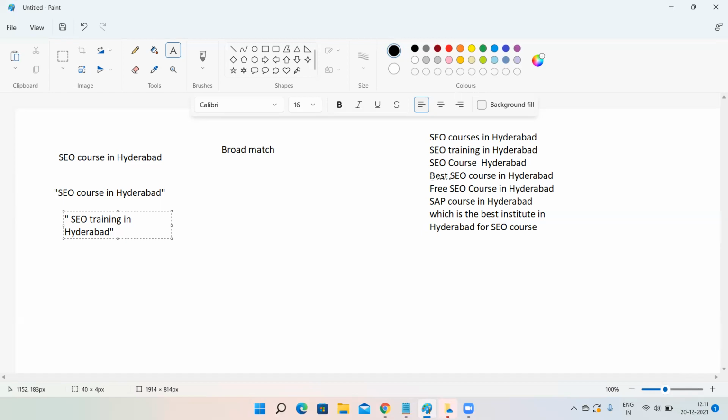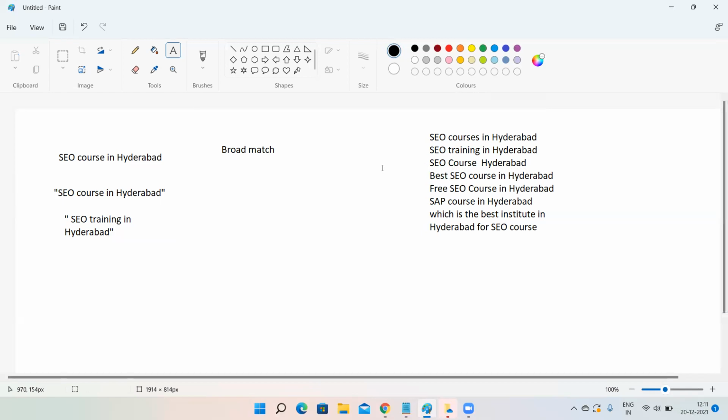But what they did is they have added something before my pattern. So in phrase match, the user can add anything before or anything after the keyword, but he should not disturb your pattern. That is only called phrase match. You can add anything before your pattern or anything after your pattern, but do not disturb the pattern. Your pattern should be exactly same. Now, SEO course in Hyderabad, still if somebody searches for best SEO course in Hyderabad, my advertisement will appear. So that is a good thing, right? You have targeted only one keyword.